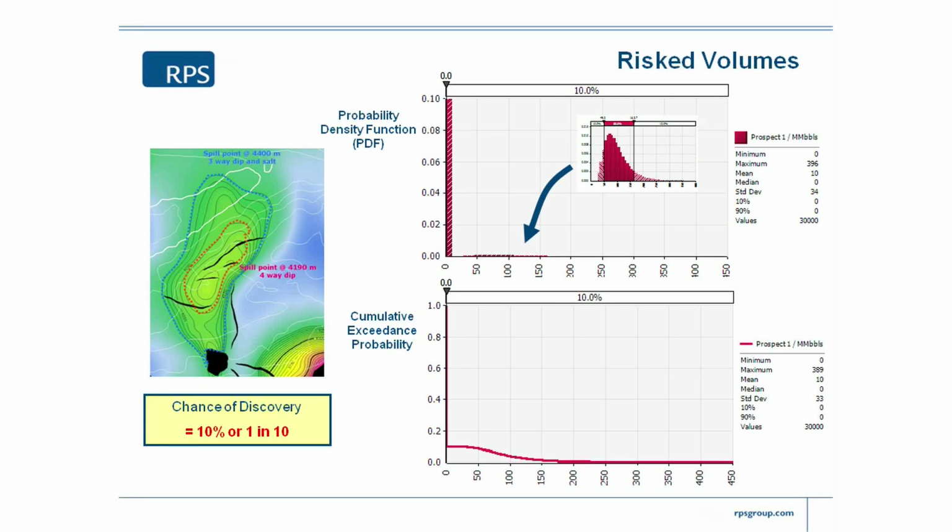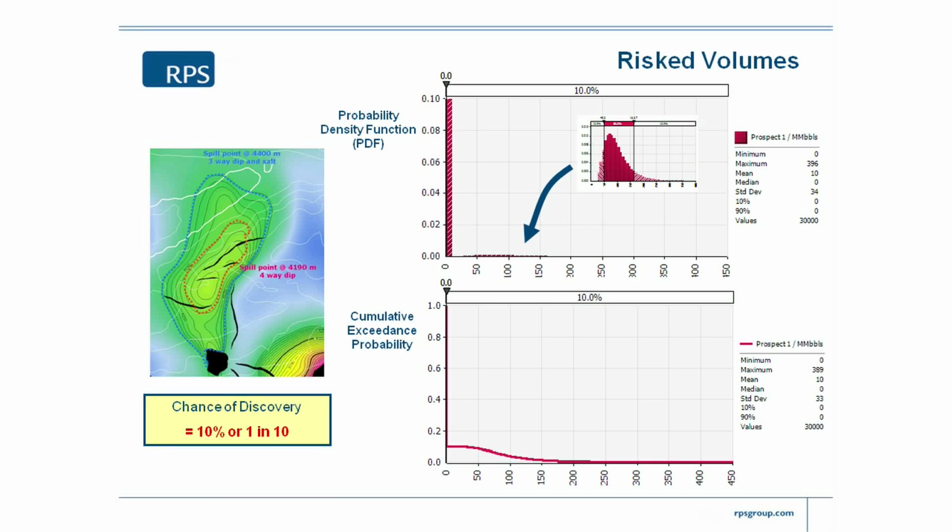Well, that probability density function I showed you on the previous one is still in there, but it's just been squashed down because it's been normalized down to a total area of 100. It still exists, so what it's telling me is that obviously there's a 90% chance of nothing, or there's a 10% chance of the volume between 20 and 400.